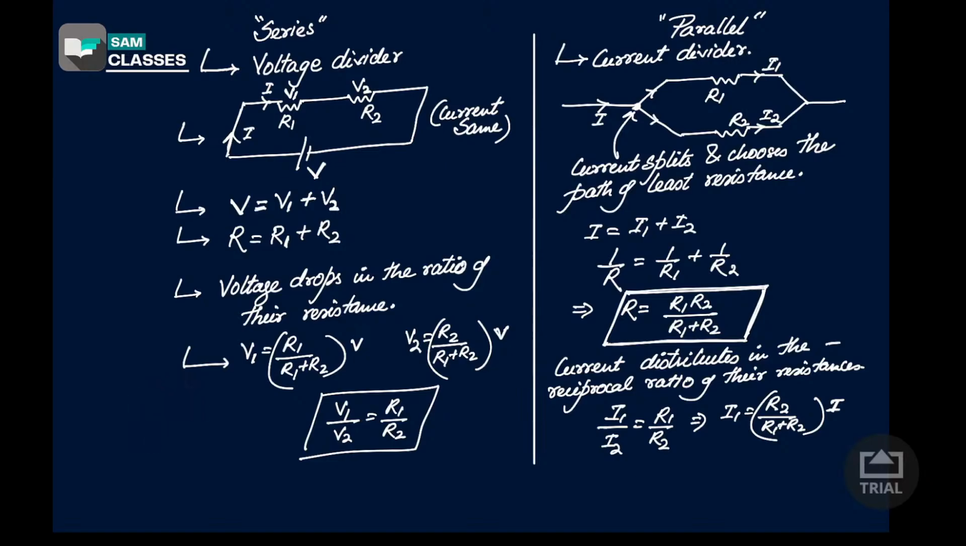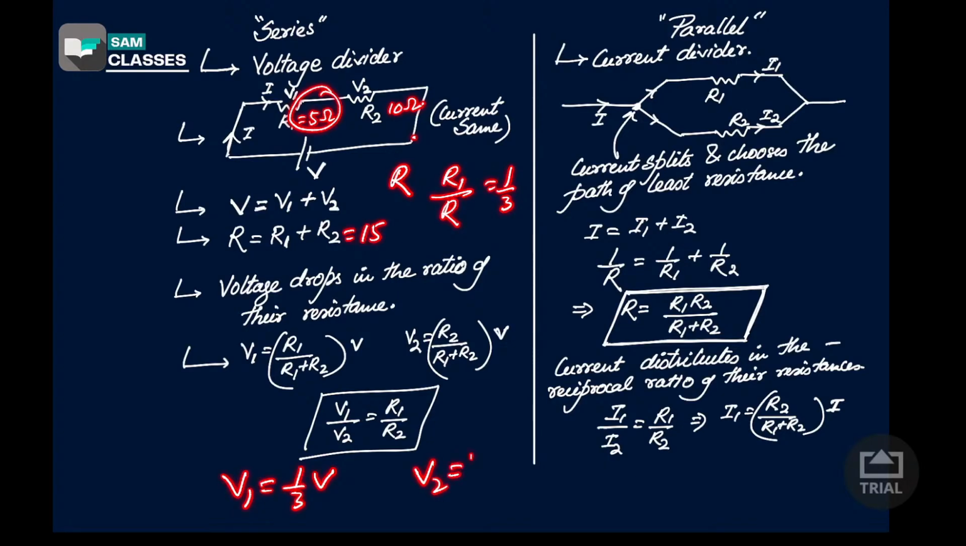Let's say I have this one as 5 ohm and this one has 10 ohm. So total R is what? 15 ohm. So if I do R1 by total R, I'll get 1/3. So voltage 1 is equal to 1/3 of voltage V. So voltage 2 will be what? 10 by 15, correct, into V. So that is equal to 2 by 3 times V. Clear? So directly we can do it.